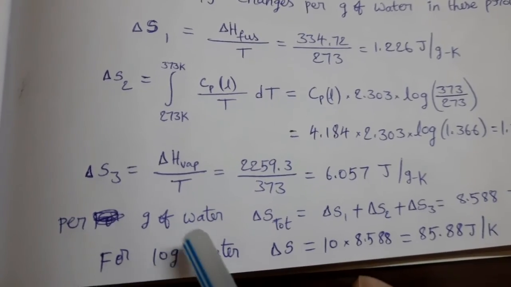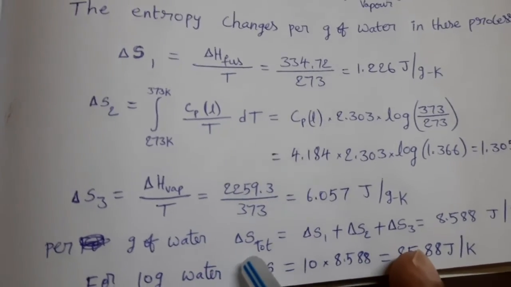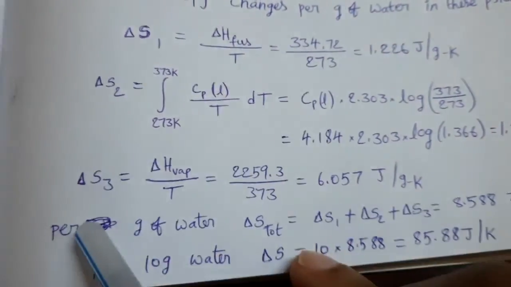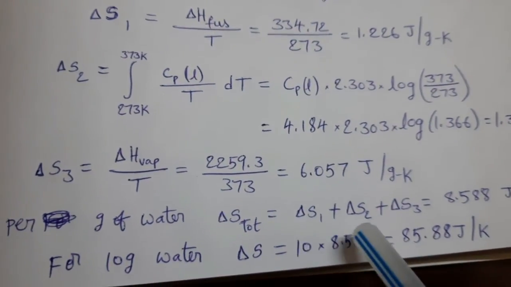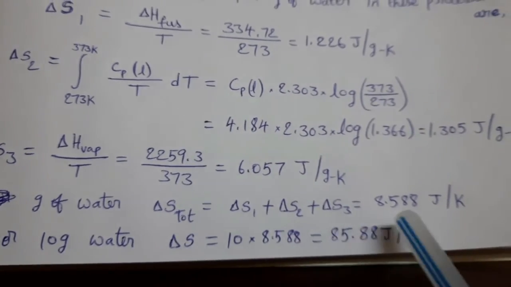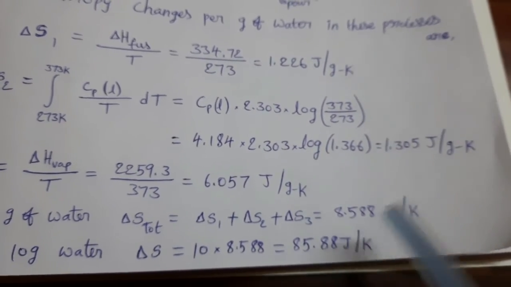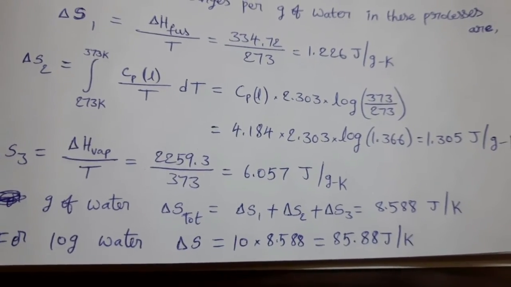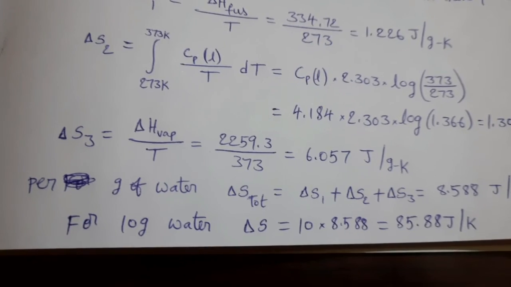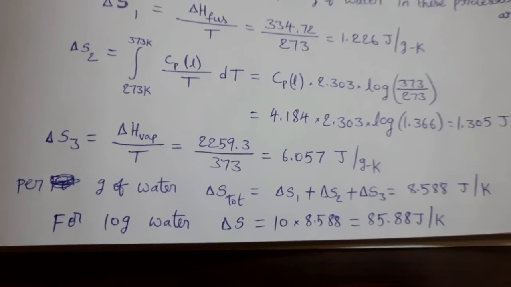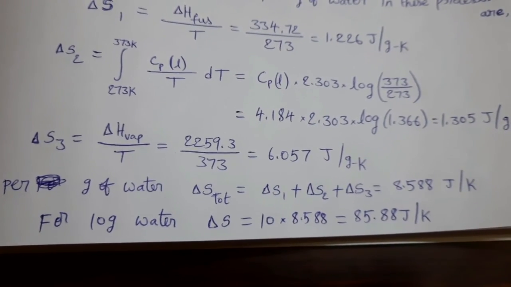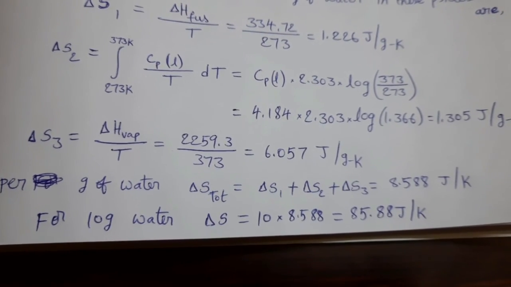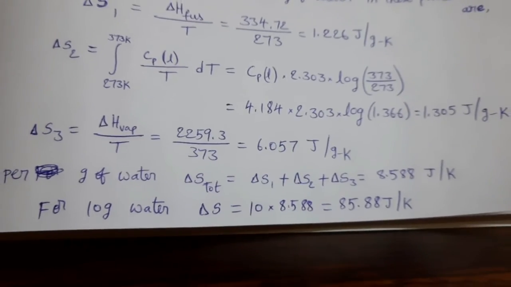Now per gram of water, total change in entropy equals, add all the three, delta S1 plus delta S2 plus delta S3. Then we can get 8.588 joule per Kelvin. Finally, for 10 grams of water, change in entropy equals 10 into 8.588, that equals 85.88 joule per Kelvin. Okay students, practice well.